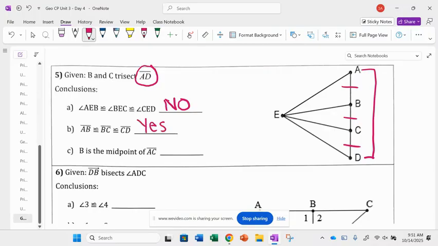And now the last one's a little bit trickier. It's saying B is the middle point of segment AC. So they're only looking from A to C. Well, if B is the middle point, that means it has to be equal on both sides of B. Is it equal on both sides of B? Yeah, so this is actually true. Yes.